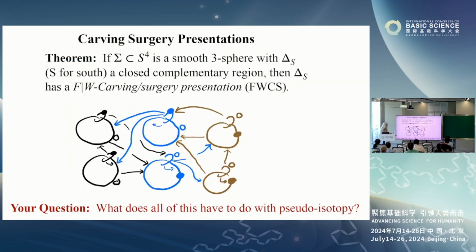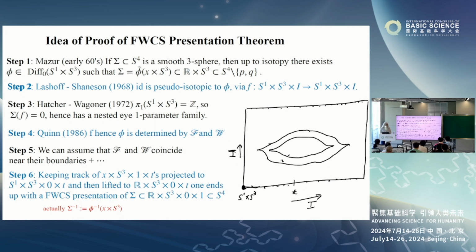So let's get back to this thing. The theorem is that any smooth 3-sphere in 4-space has such a presentation with special properties. So you're probably wondering, I'm going to talk about pseudo-isotopy. What does this have to do with pseudo-isotopy? The answer is a bit complicated, but let me try to give you a hint, and I'll just do it ever so briefly.